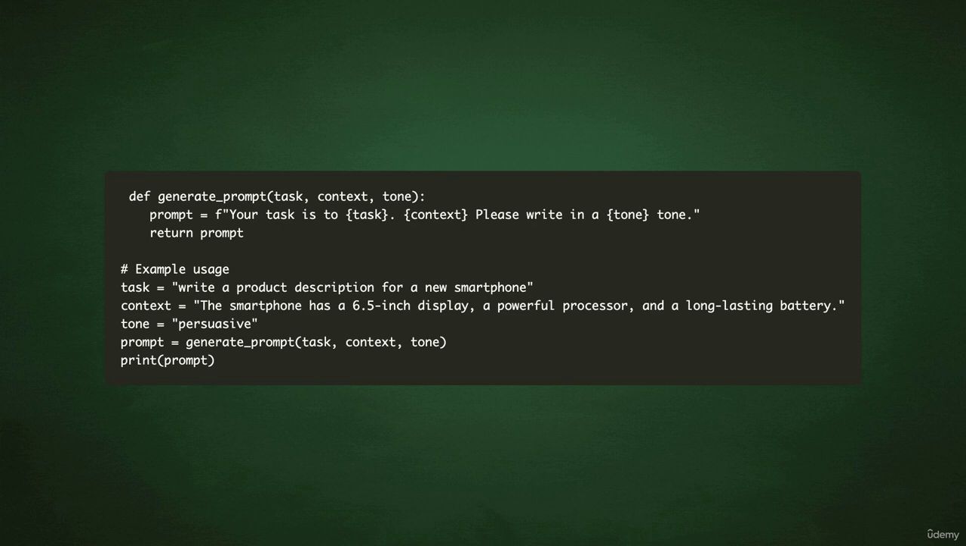In this example, the generate_prompt function takes 3 parameters, the task, context, and tone, and combines them into a single prompt string. You can then use this prompt to generate text using a language model.